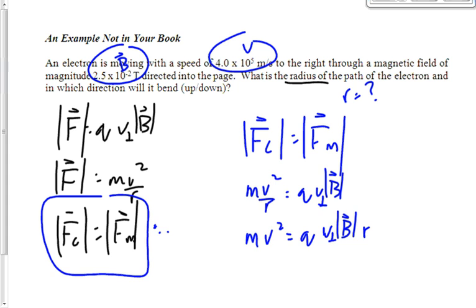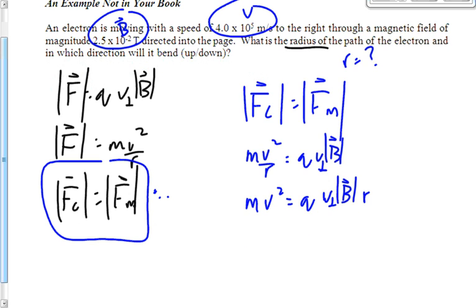Hey, what do you notice about the V, though? If the V appears in both terms, we can cancel one out, right? It's a V squared on the left side, it's a V on the right side, so we can't cancel everything out, but one of the Vs on each side disappears. So it becomes MV is equal to QBR. Take the QB over by dividing, MV over QB.